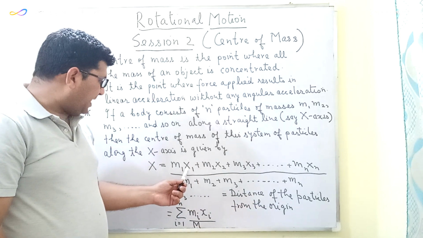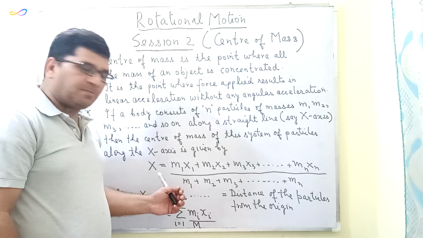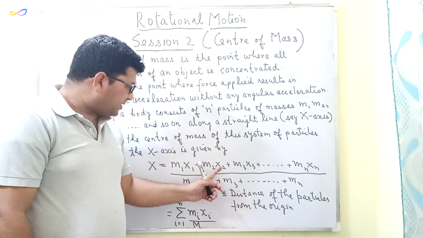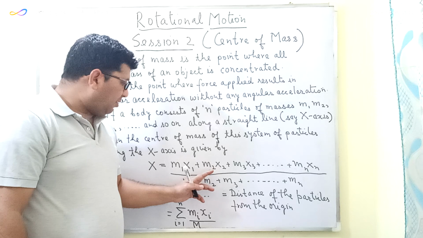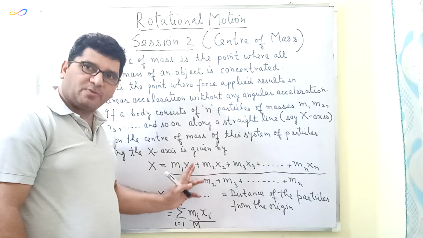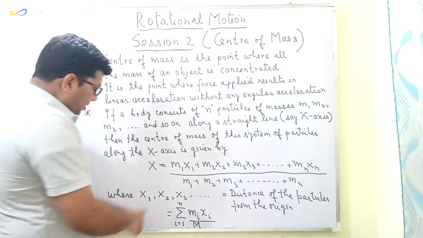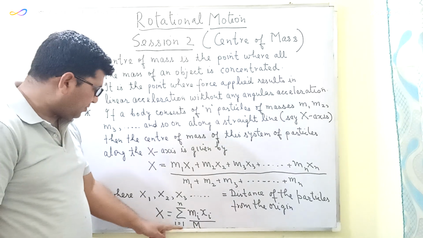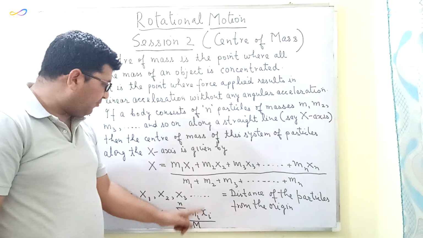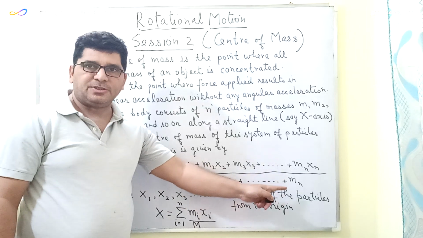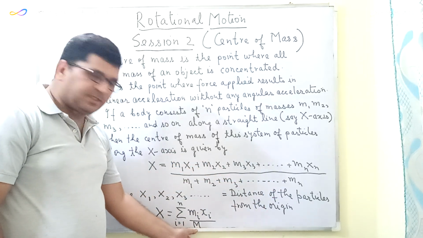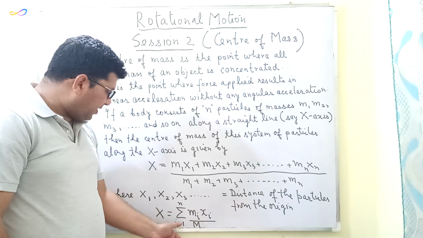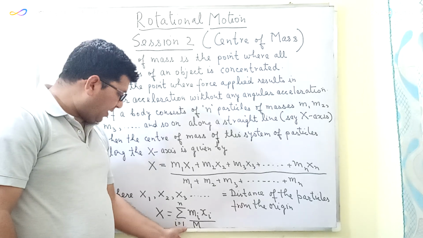So x1 is the distance from the origin of the particle having mass m1. Similarly, x2 is the distance of another particle having mass m2 from the origin, and so on. This center of mass x can also be written as the summation of mi xi divided by m, because m1 plus m2 plus m3 and so on is equal to the mass of the body, which I have written here as m, where i is from 1 to n.